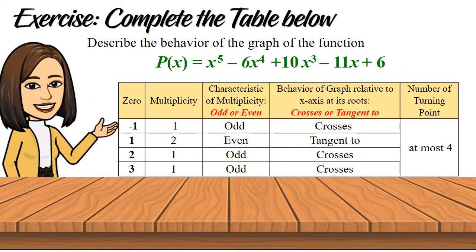Now let us fill in the table. For our zeros, negative 1, positive 2, and positive 3, the multiplicity is 1. The characteristic is odd. Thus, the graph crosses the x-axis. For our zero which is positive 1, the multiplicity is 2. The characteristic is even. Therefore, the graph is tangent to the x-axis. There are at most 4 turning points in our polynomial function since the degree is 5.